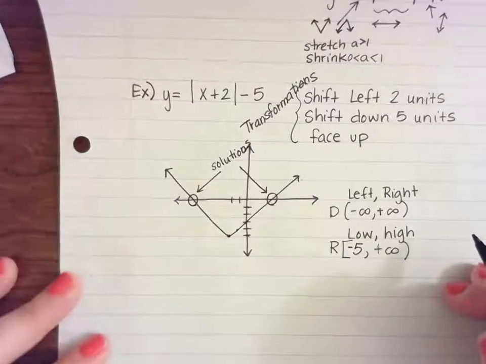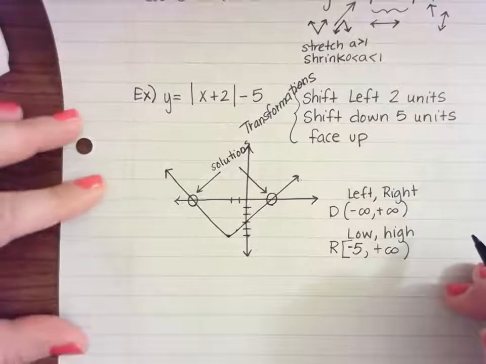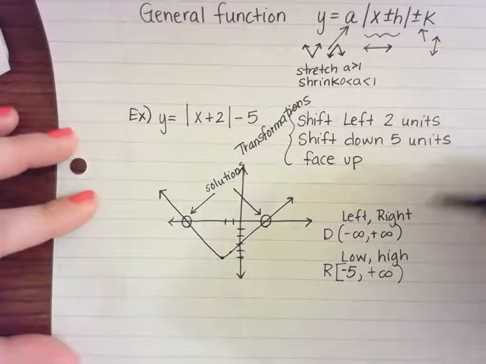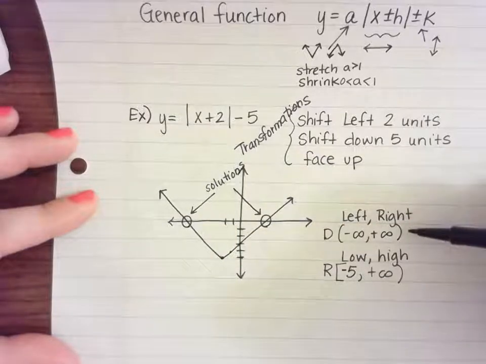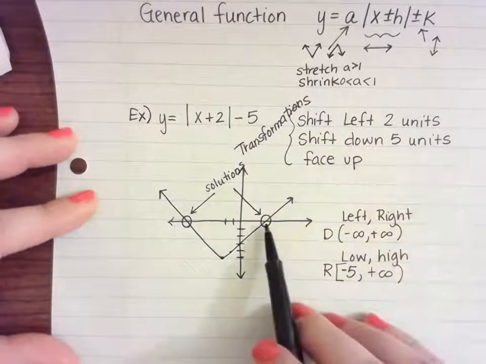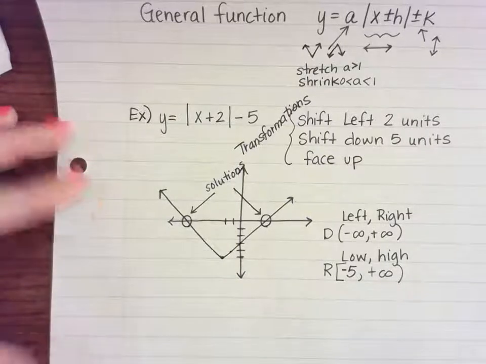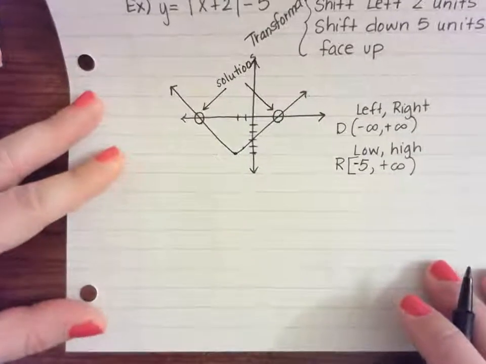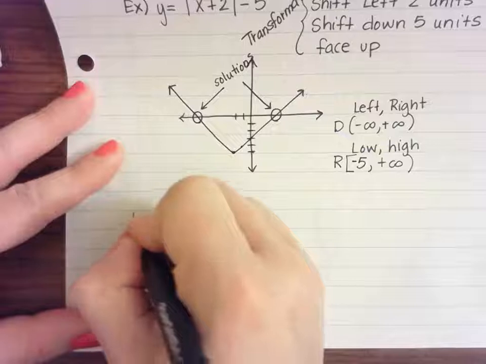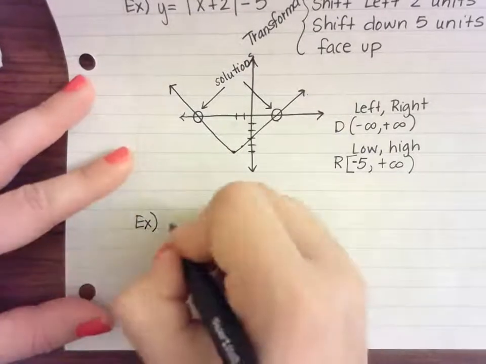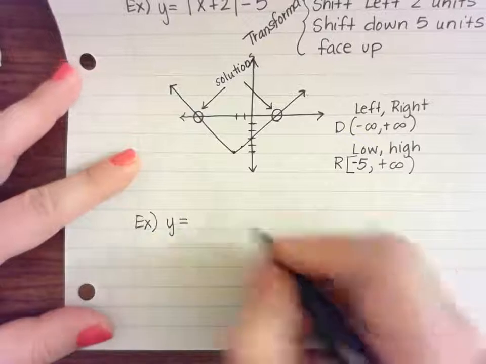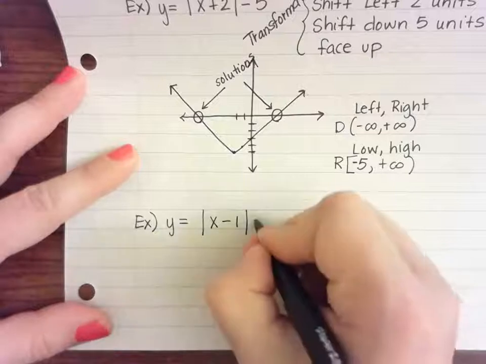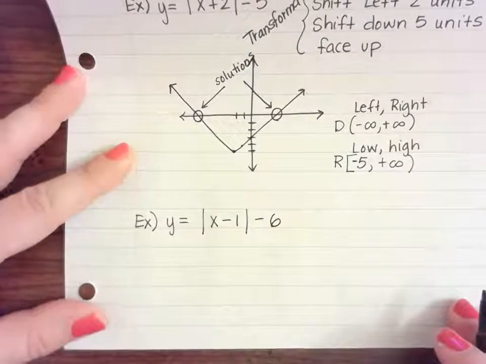I want you to try 3 practice problems for graphing absolute value functions. I want you to tell me the transformations, and then also do a sketch for me. Tell me the domain, tell me the range, and then circle the solutions on your sketch, if your graph even touches the x-axis. If it doesn't touch the x-axis, then you have no solutions. So try this one: y equals the absolute value of x minus 1, minus 6. Go ahead and graph that one.